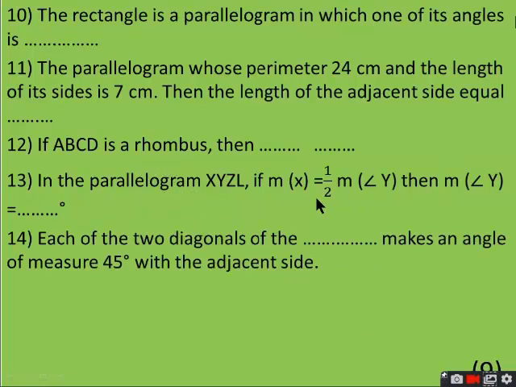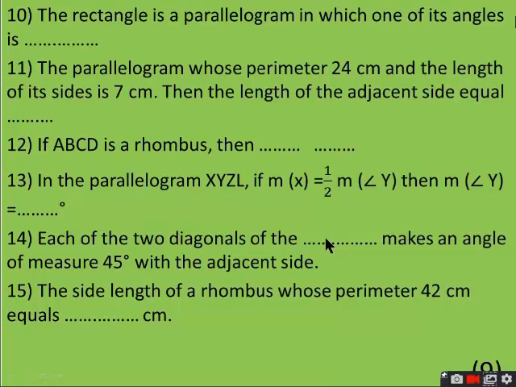In the parallelogram XYZL, if the measure of angle X equals half the measure of angle Y, then the measure of angle Y equals: we have the measure of angle X plus the measure of angle Y equals 180 because they are consecutive angles. But the measure of angle X is half the measure of angle Y, then the measure of angle Y equals 120. Each of the two diagonals of the rhombus makes an angle of measure 45 with the adjacent side. Here the rhombus is a square. The answer is a square.